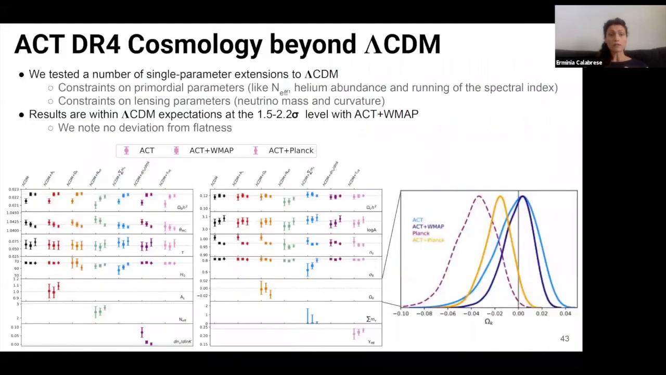We also explored a number of models beyond Lambda CDM. We have considered a number of single parameter extensions to Lambda CDM and two groups in particular. So some parameters that are more sensitive to the primary CMB anisotropies, for example, the effective number of neutrino species or helium abundance and the running of the spectral index, or parameters that are affected by the amount of lensing present in the data, for example, neutrino mass and curvature.